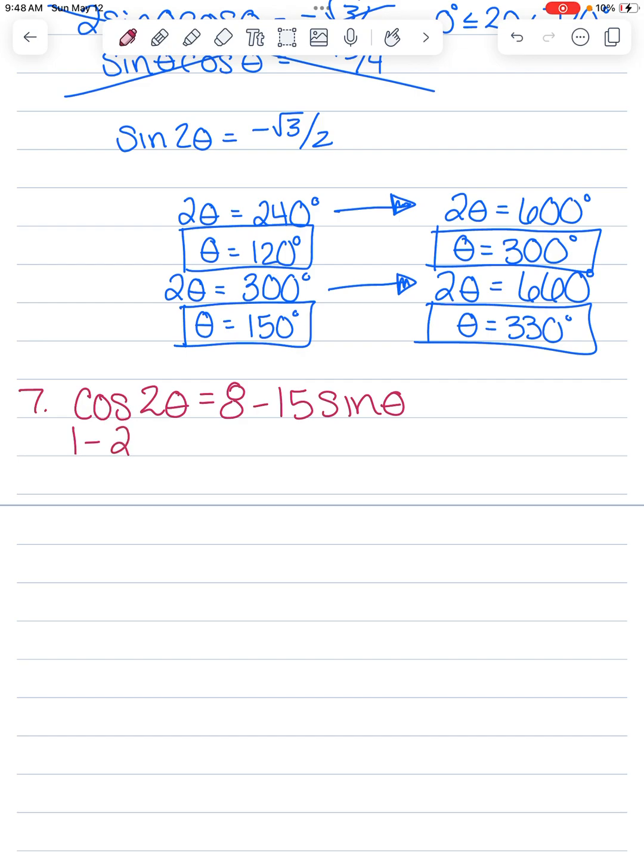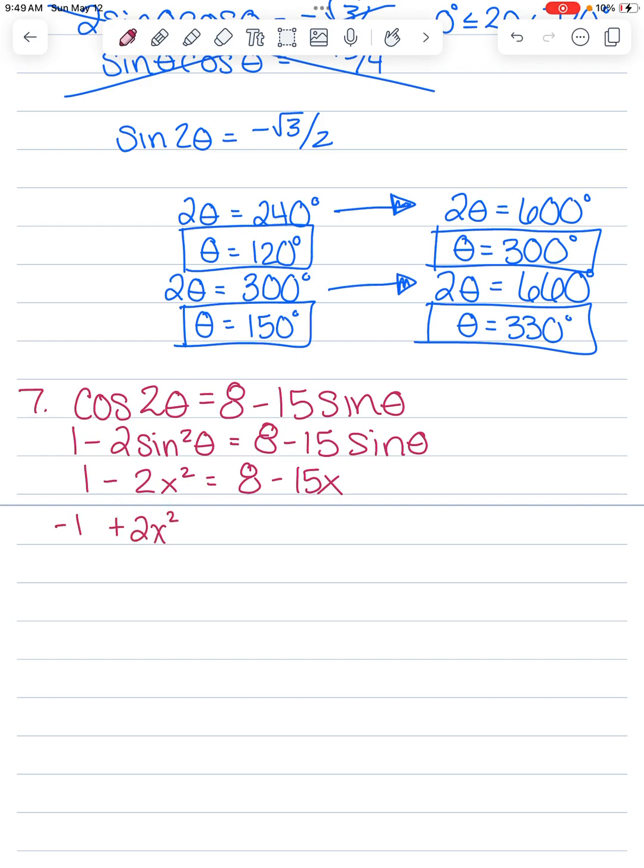So 1 minus 2 sine squared theta equals 8 minus 15 sine of theta. Okay, that's like 1 minus 2x squared is equal to 8 minus 15x. It's quadratic. I need it equal to 0 to solve. I want the 2x squared to be positive. So I'm adding 2x squared and subtracting 1 from both sides. 0 is left over here, and I'm going to put this in standard form.